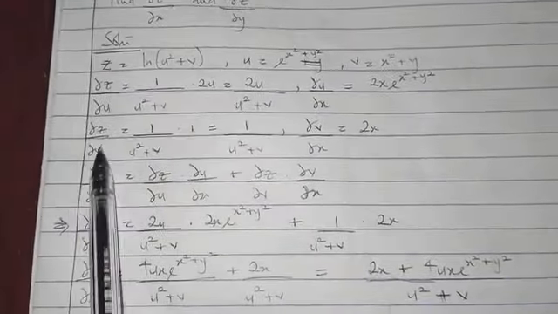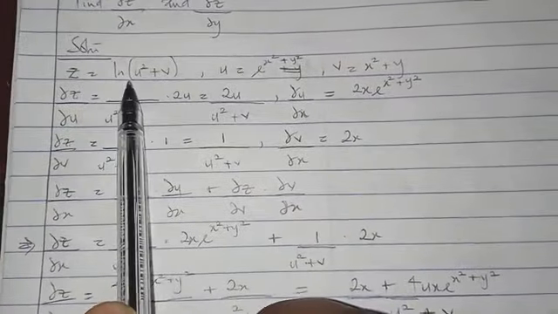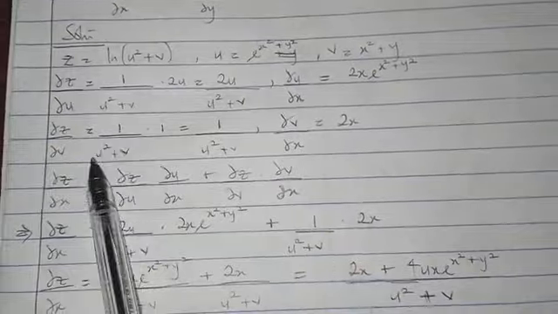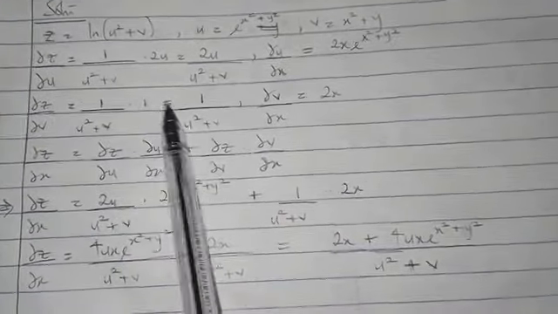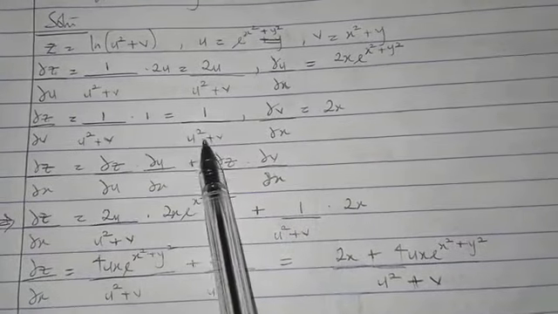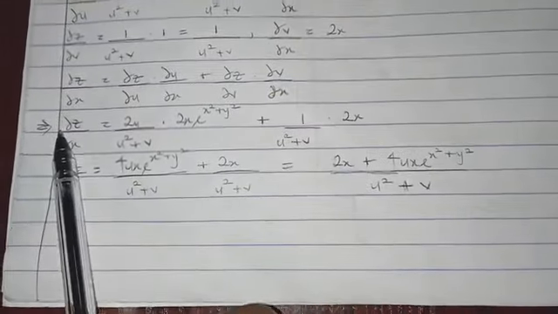Then you have partial z over partial v. It's going to be 1 over u squared plus v times the derivative of the inside with respect to v, which is 1. So it equals 1 over u squared plus v. Then partial v over partial x is going to be 2x.